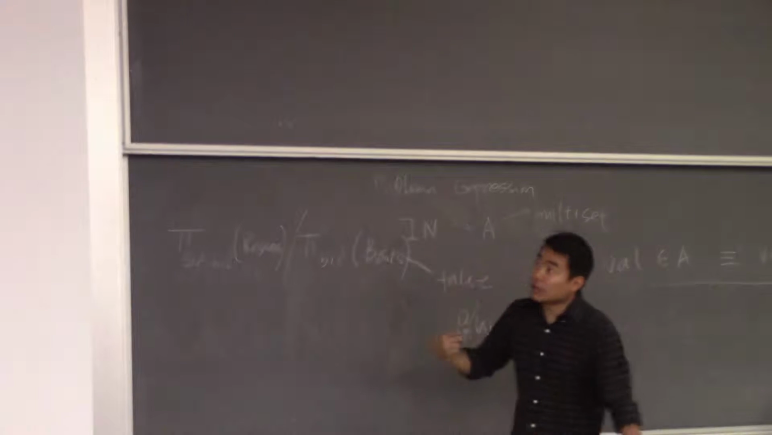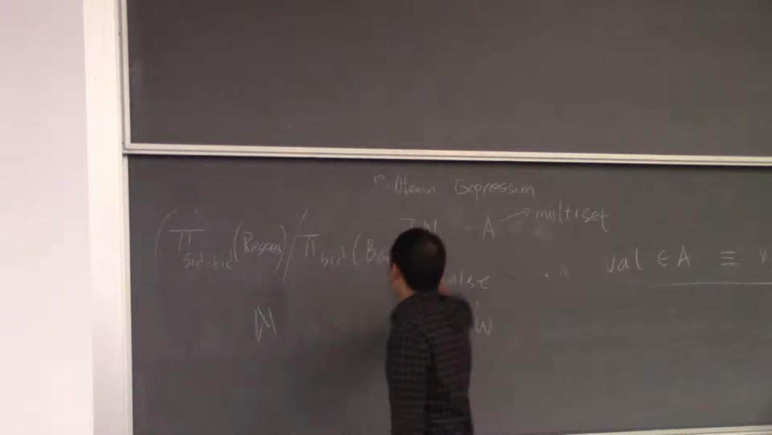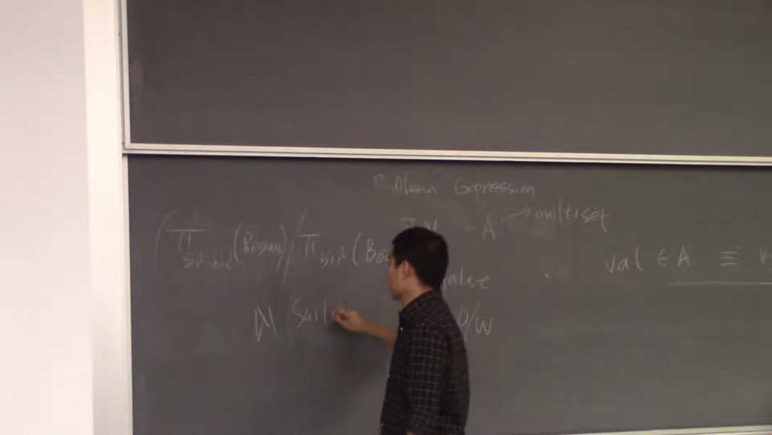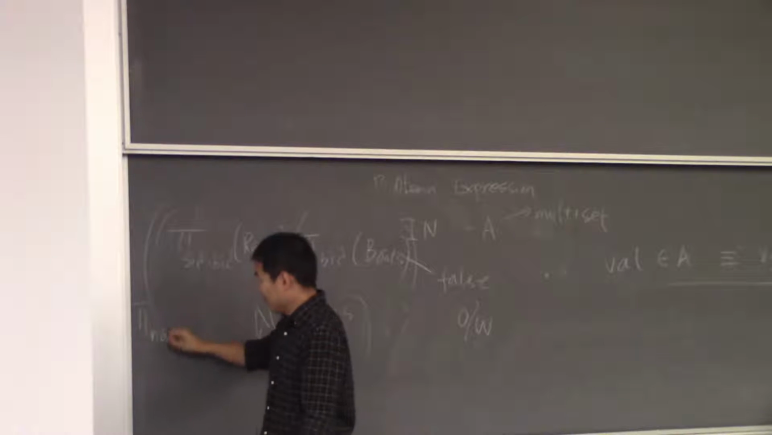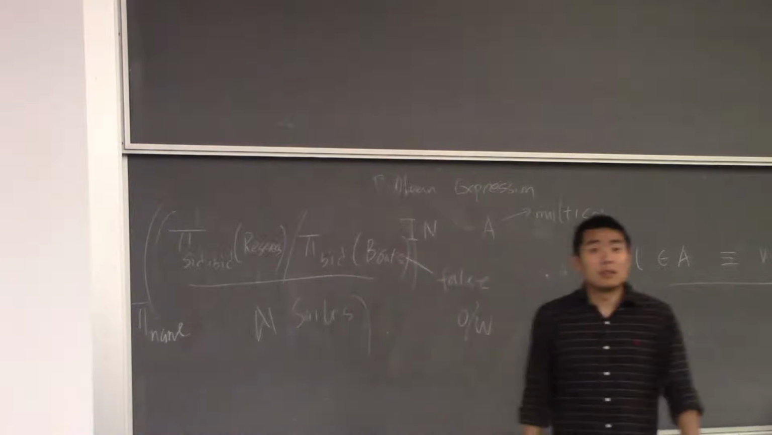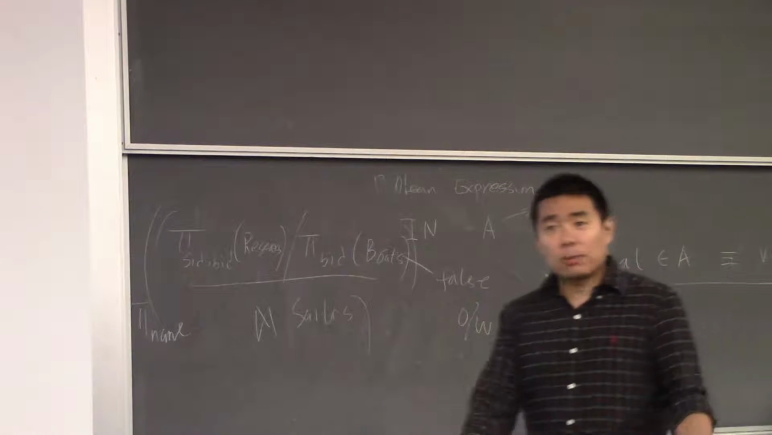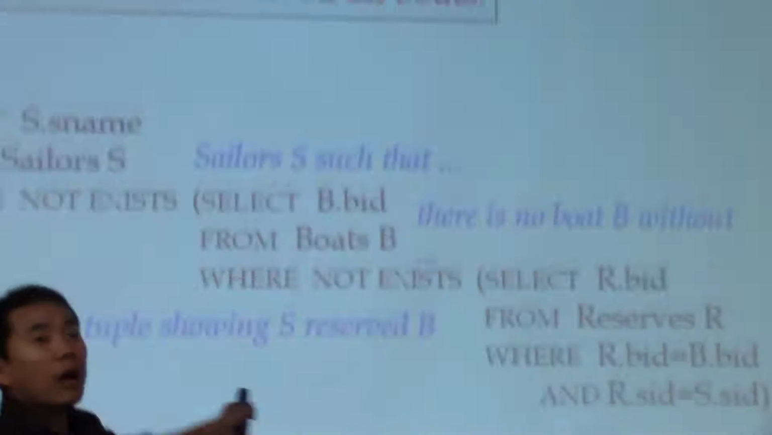I'll give you all the sailor IDs. If you want to find the names, you just take the whole thing, natural join with sailors, and then figure out the name. But if you just want the sailor ID, this is good enough already, right? So how do we express the same thing in SQL? Well, this is what you do. This is one of the ways to do it using a nested query.